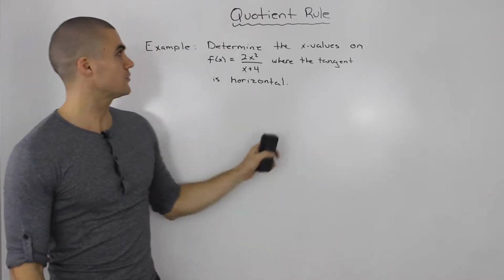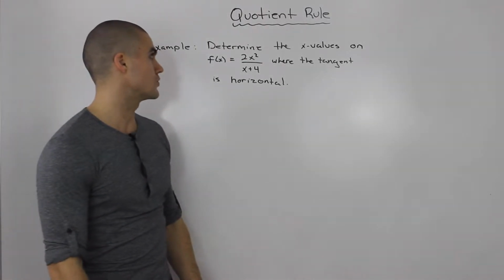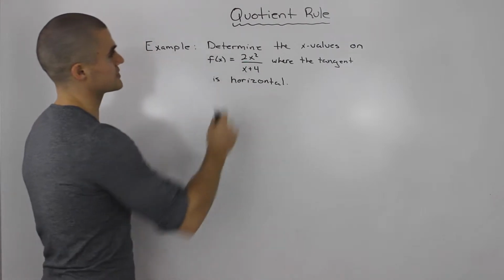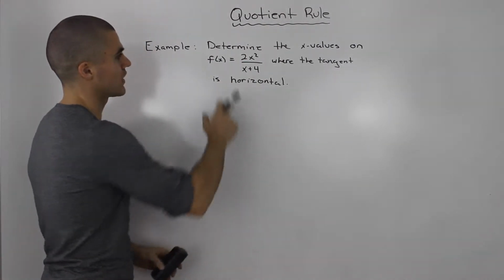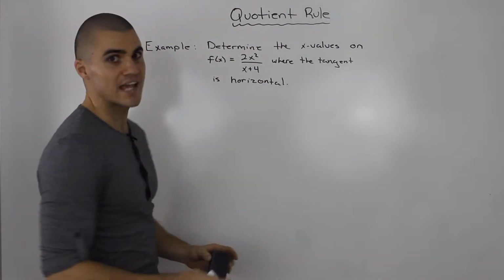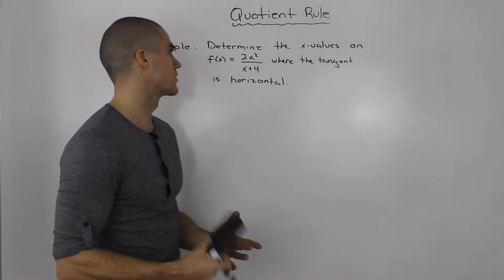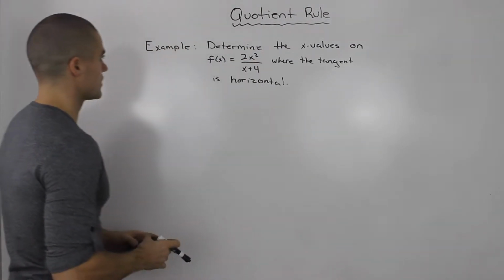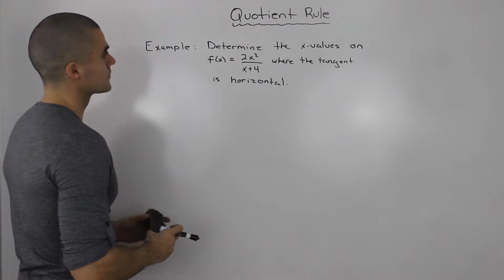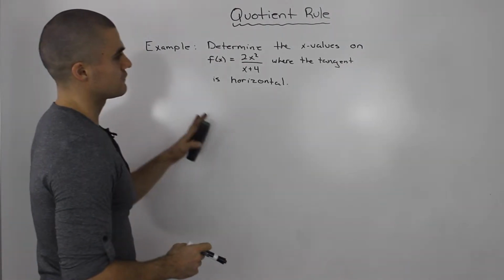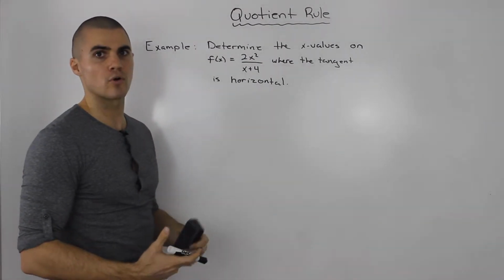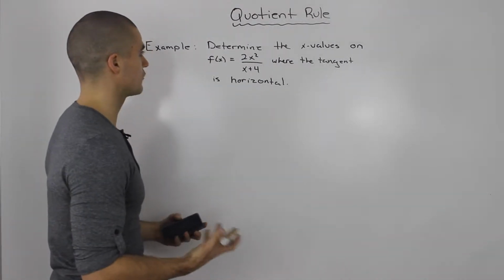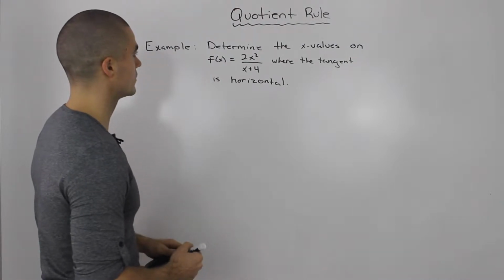Alright, let's do an example here for the quotient rule. Determine the x values on the function f of x equals 2x squared over x plus 4 where the tangent is horizontal. Okay, so first off, if the tangent is horizontal, what's the slope of it going to be? What's the slope of a horizontal line? Well, the slope of a horizontal line is just 0.